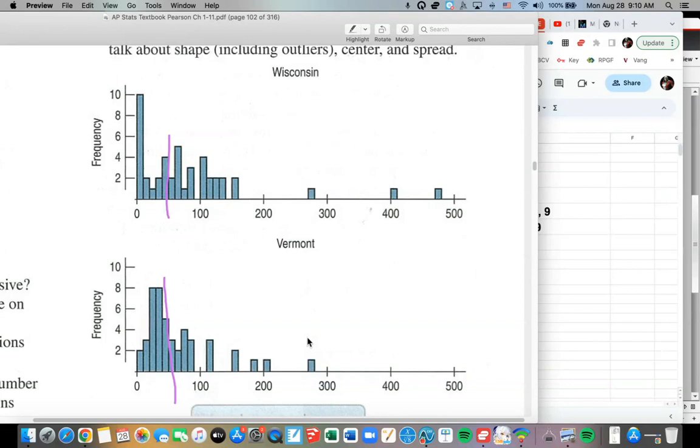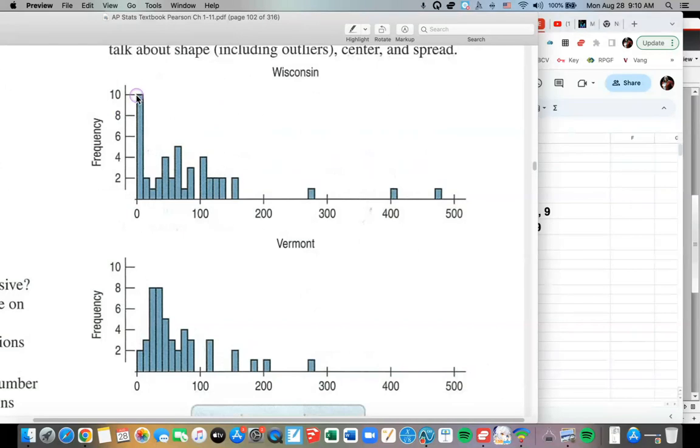Now, if I was going to report the mean, this one would have a larger mean because these numbers are going to pull that mean over this way. So it would have a larger mean, but it probably has very similar medians. Okay, that's why we report the median in the first place. So I would say very similar medians. They're both skewed to the higher numbers and unimodal.